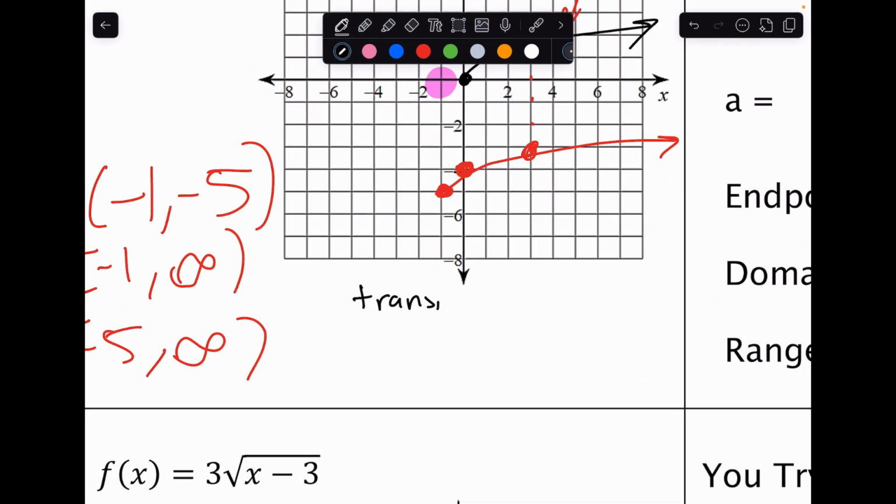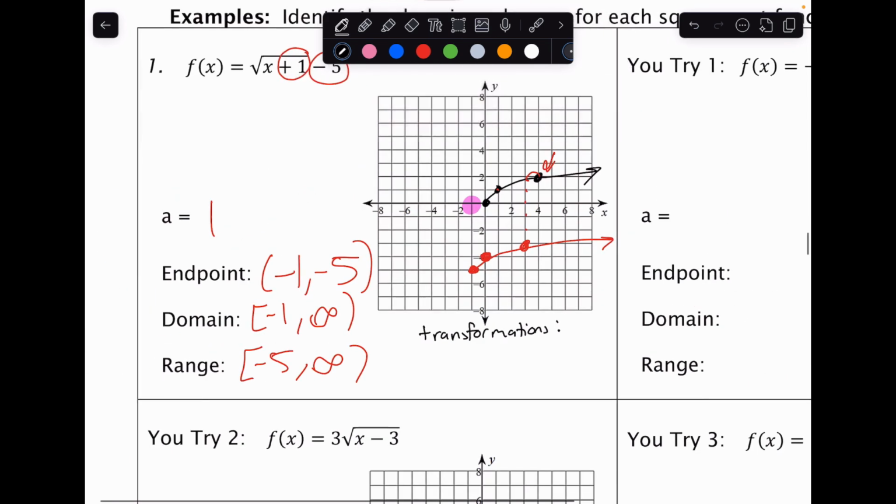So let's list out the transformations here. This one is going to go to the left 1 and then 5 down.